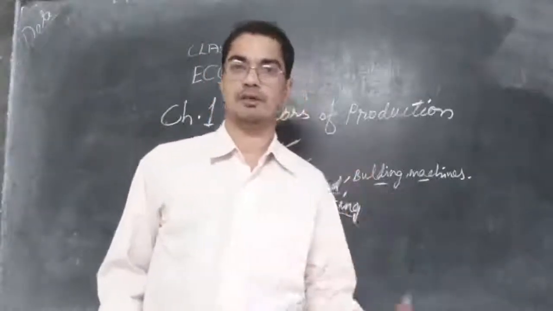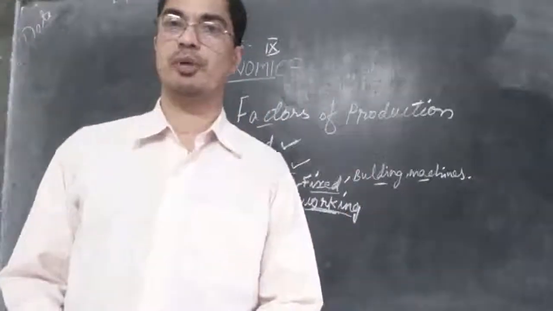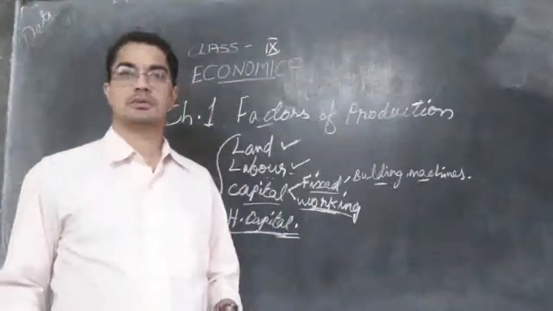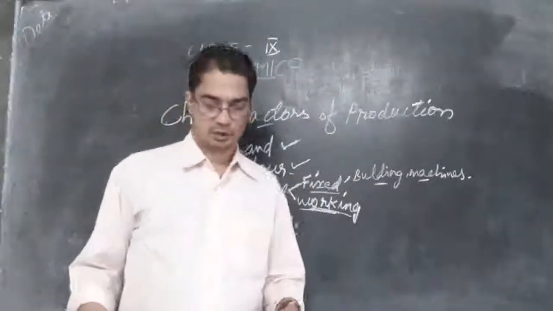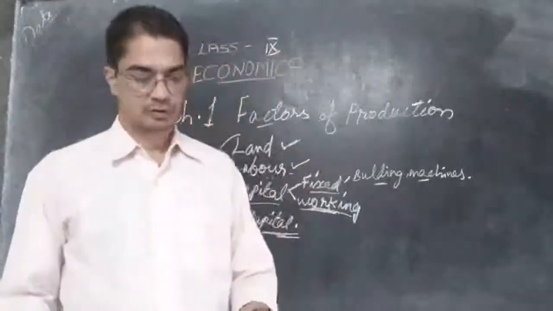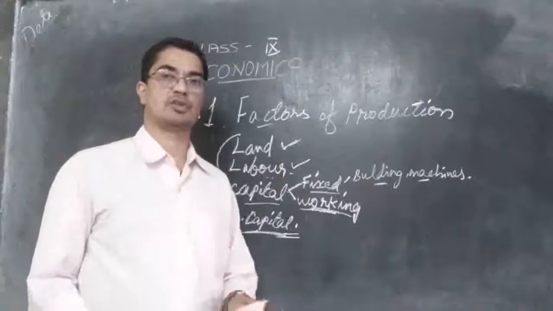So all these things are needed in order to produce something, whether it is in the industry or in farming, whatever may be the sector. He needs to have a lot of ideas, a lot of knowledge. Then only he is going to be successful. So that is about the factors of production.